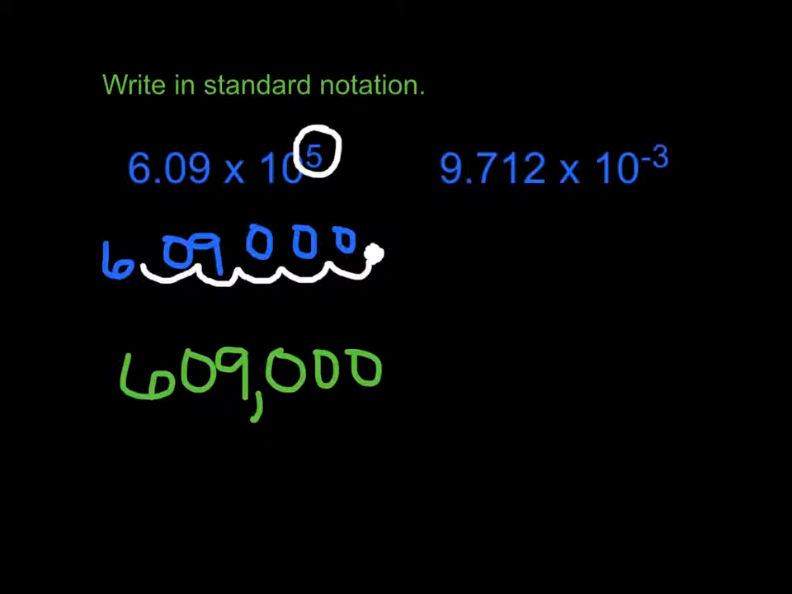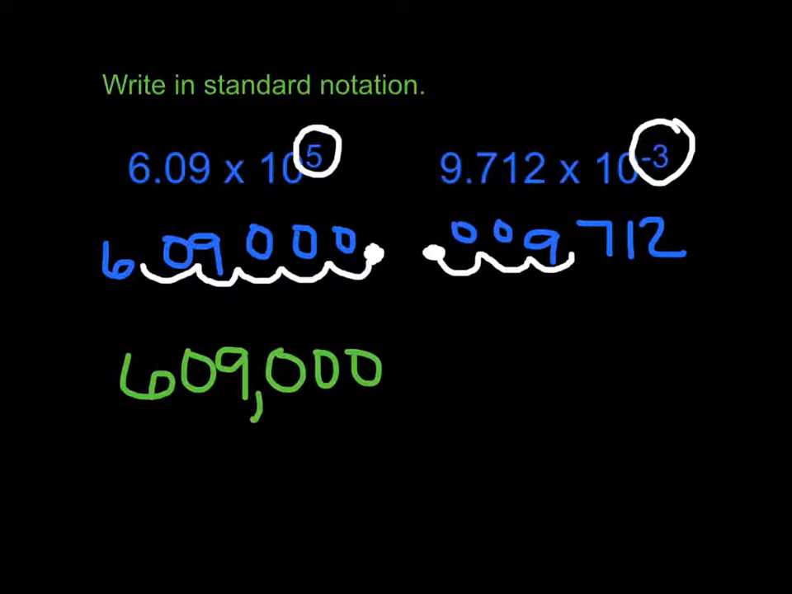This second example has a negative exponent, so your exponent is negative 3. So remember, those numbers get smaller, and you move your decimal to the left. So we have 9.712, and I have to move that decimal to the left 3 times. So there's 1, 2, 3. So there's my decimal. I need to fill in 2 zeros, and then rewrite your answer so that it looks clean. So 0.009712.